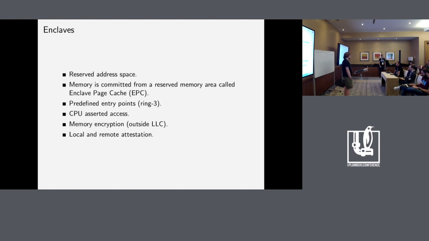So enclaves are not comparable to the full memory encryption solutions. They are more comparable to ARM TEE, except they run in ring 3 in a process address space. So you can reserve a part of the address space for an enclave and commit pages to it from a reserved memory area called the enclave page cache. And then you can define entry points to the enclave.